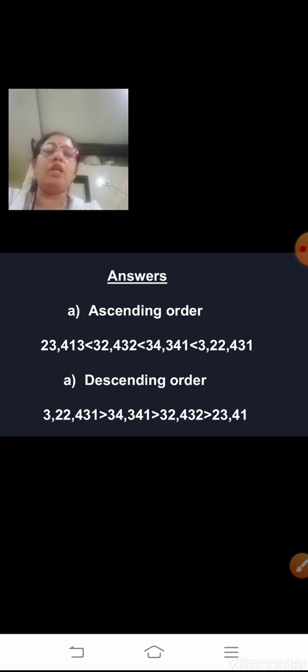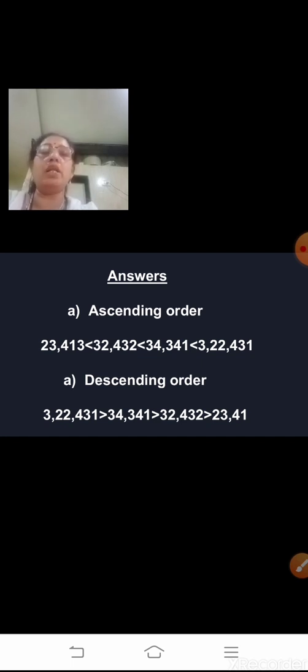23,413, 32,432, then comes 34,341, and then comes 3,22,431. Now when you are using symbols, symbol means the sign of greater sign and lesser sign.